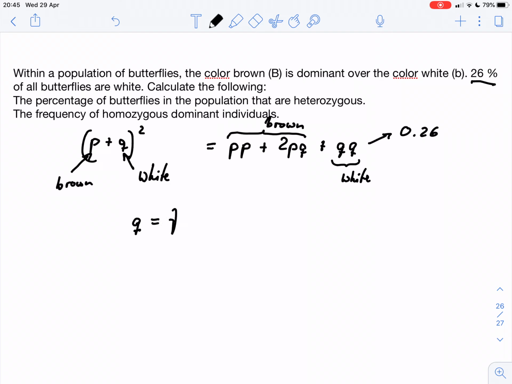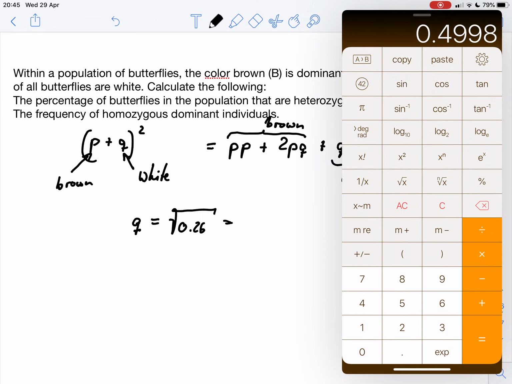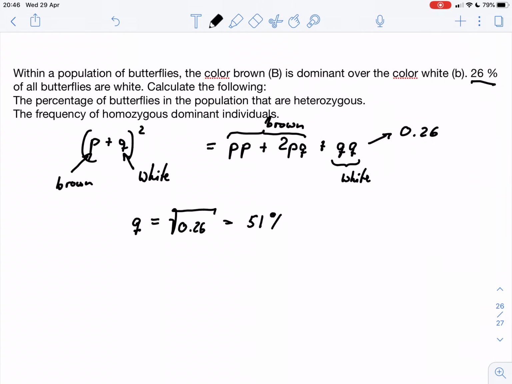Q is just simply the square root of 26%, or 0.26, and the square root of that would be just a little bit under 51%. So that's 51%. We now can also calculate very easily the value for the brown allele, because we know that P plus Q together is 100%. So P therefore is 100% minus 51%, minus the Q, equals 49%. So that's the frequency of the brown allele.